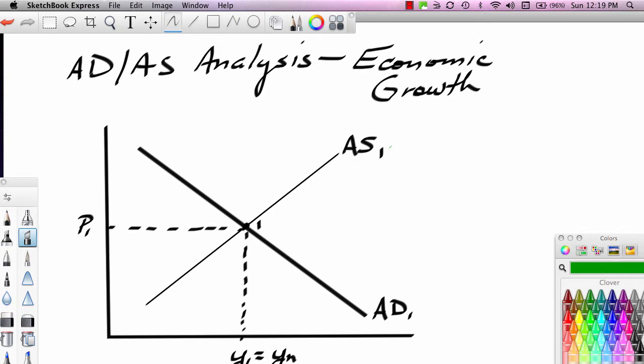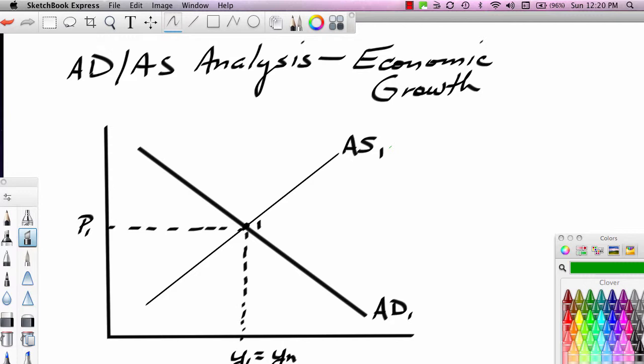Hi, this is Ron Cipcic, and this is the fourth part of a six-part series on aggregate demand and aggregate supply analysis. In this particular segment, we're going to take a look at economic growth. In particular, we'll derive the long-run aggregate supply curve, and then we'll show how economic growth, the factors that cause economic growth, shift the long-run aggregate supply curve to the right.